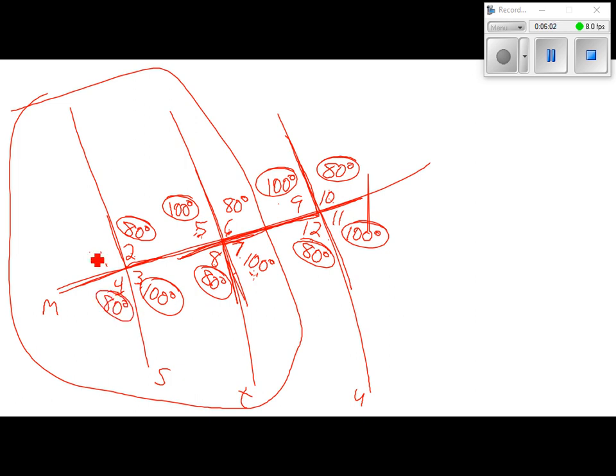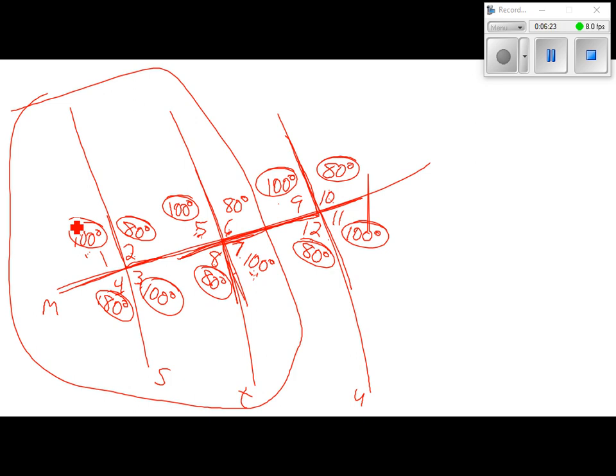Angle 4 and angle 1 are a linear pair, so they have to be supplementary, so that angle 1 has to be 100 degrees. Many, many different ways you can find each of these angles. I'm just making up stuff as I go to find each one of them. Then you go back and you answer the questions.